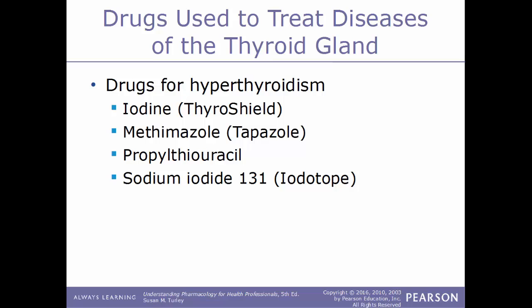Some other drugs that could be given for hyperthyroidism: iodine, sold under the name ThyroShield; methimazole, sold under the name Tapazole; propylthiouracil, and also sodium iodine 131, which is sold under the trade name Iodotope.